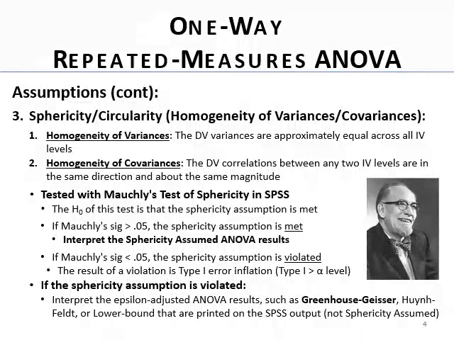But if you violate sphericity, just interpret the epsilon adjusted results, which are these things that SPSS prints out. We're going to use Greenhouse-Geisser this week. There's also Huynh-Feldt and lower bound. They're printed there. They don't assume that sphericity is met, so you can use them. So hope is not all lost.